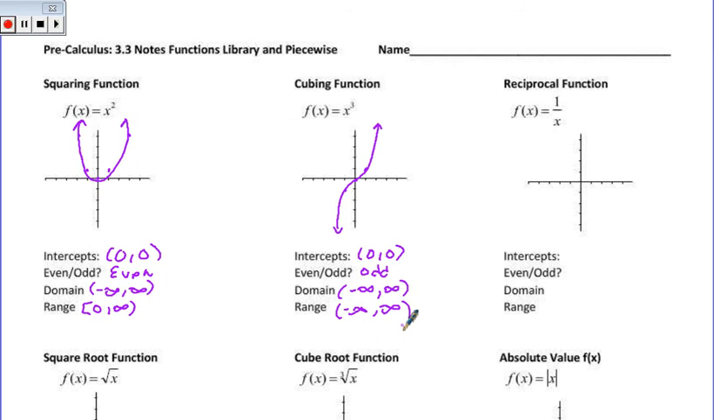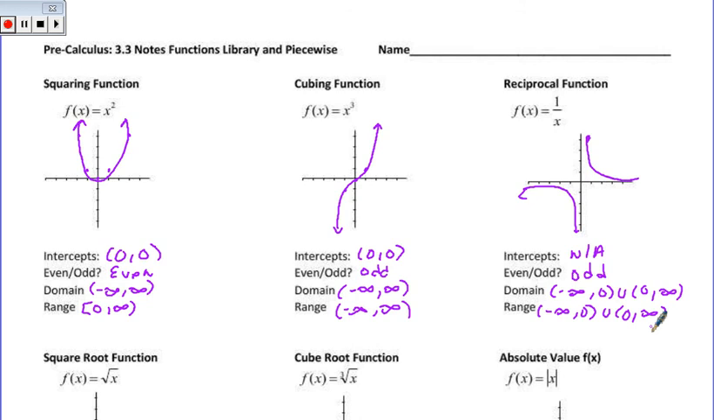1 over x is our basic rational equation, and this guy is going to look something like this, hugging along the axes with asymptotes here and here. This one does not have any intercepts, neither x or y. It is considered an odd function, also symmetric to the origin. Your domain would be negative infinity to 0, picking up on the other side of 0 to infinity. And the same would hold true for the range, because the asymptotes are sitting on the two axes.